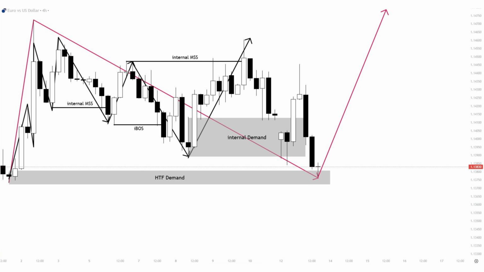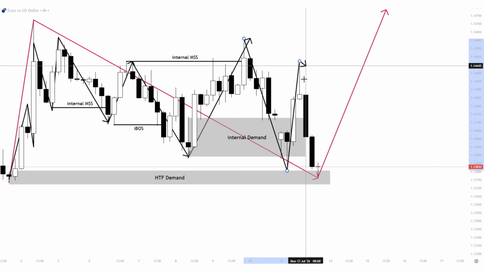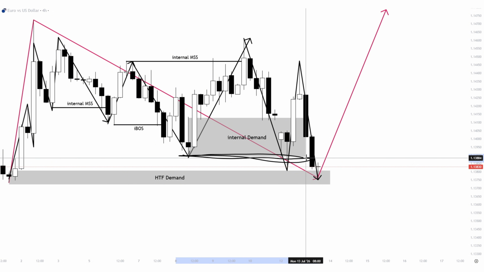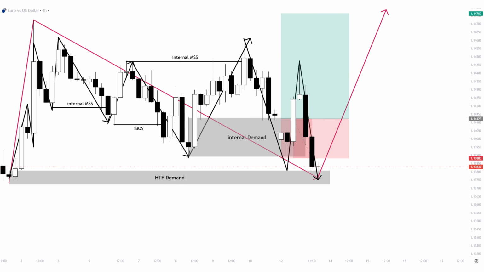But the thing is that we see that this demand did not respect, since the price basically just pushed down and broke below the demand. So a buy setup from this demand would have ended as a losing setup. There's two reasons why this happened. The first one is the most obvious and simple one, which is that we can't expect every level to respect, because trading would be way too easy and that's not realistic.